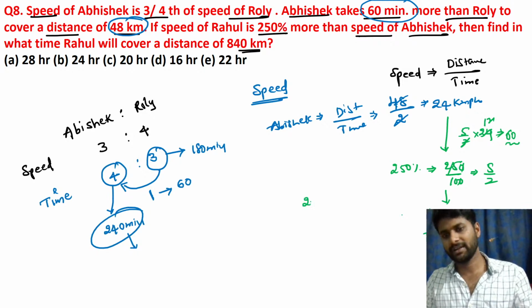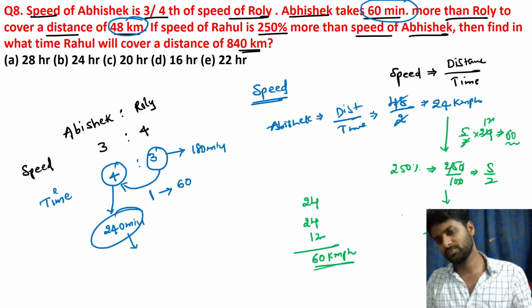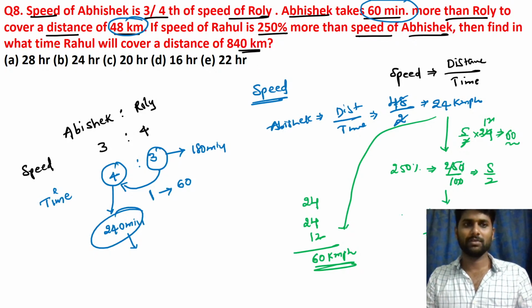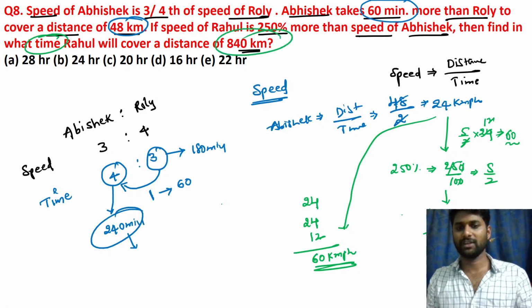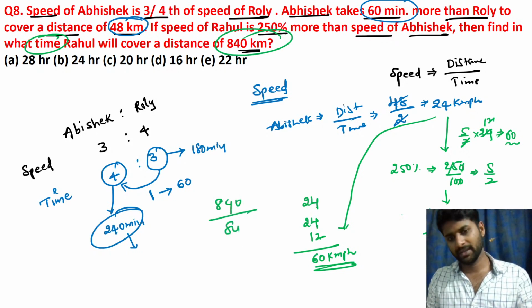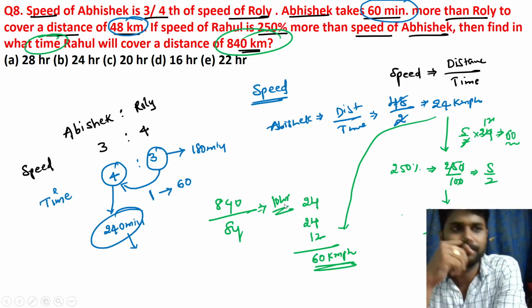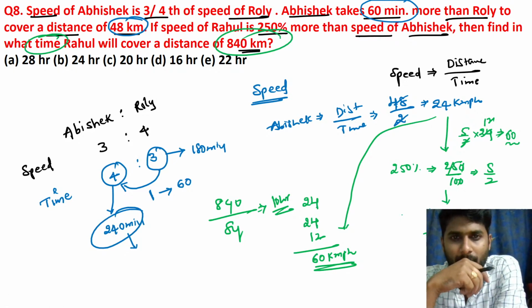Or you can divide it: 100% is 24, another 100% is 24, another is 12. The total value becomes 60 kilometer per hour more. So 24 plus 60, now the total value becomes 84 kilometer per hour. Here the question: Rahul takes how much time to cover 840 kilometers? 840 divided by 84 is exactly equal to 10 hours.